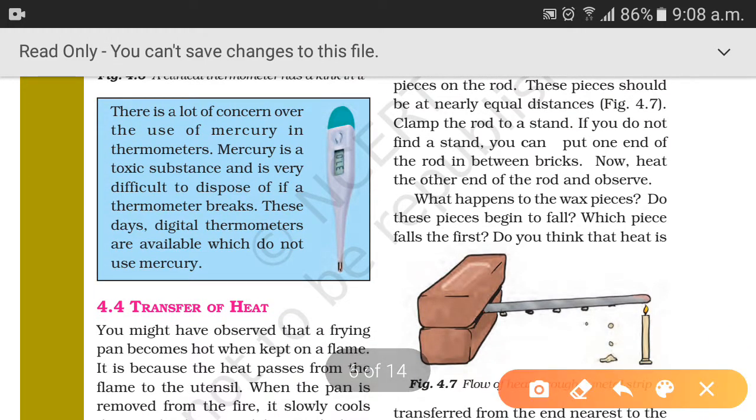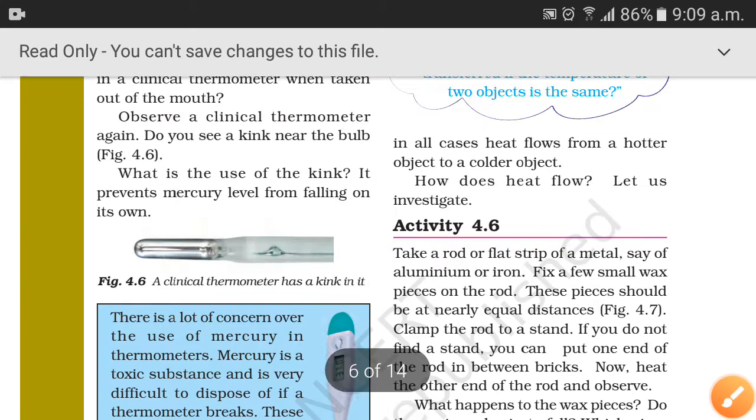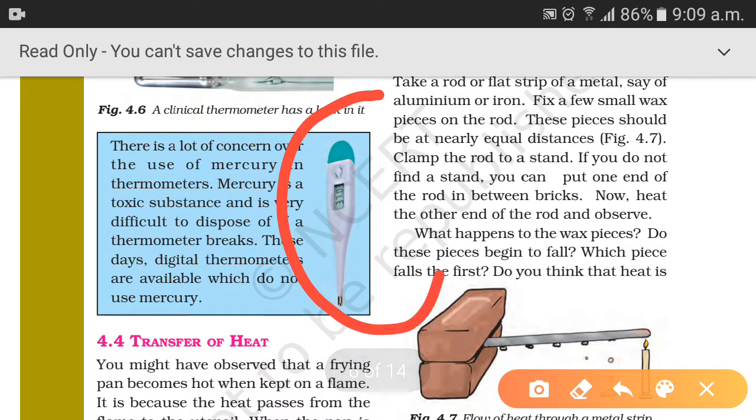Digital thermometers are used because in them we do not use mercury. Digital thermometers are widely used nowadays. They do not contain mercury and have a plastic body. As you can see in this diagram, this is a digital thermometer. It has a plastic body, is easy to use, and provides accurate readings in the form of a digital display.